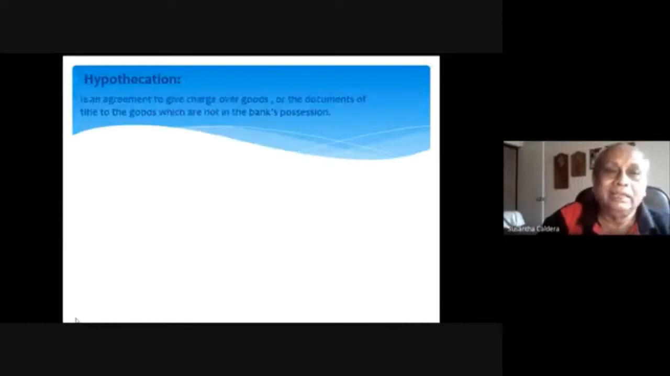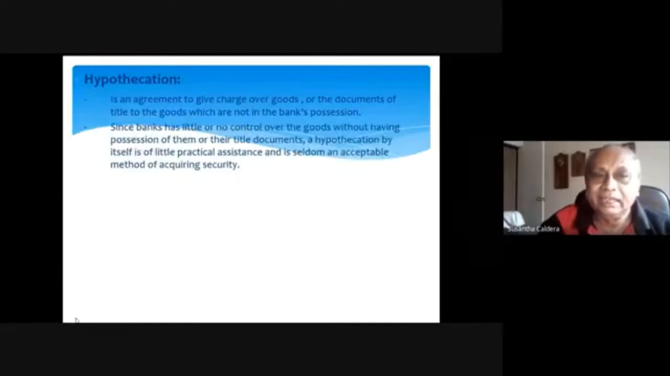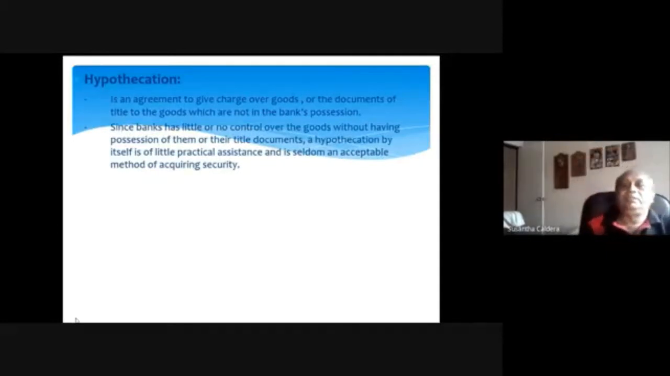Another one is hypothecation. Hypothecation is an agreement to give charge over goods or the documents of title to the goods which are not in the bank's possession. Right?